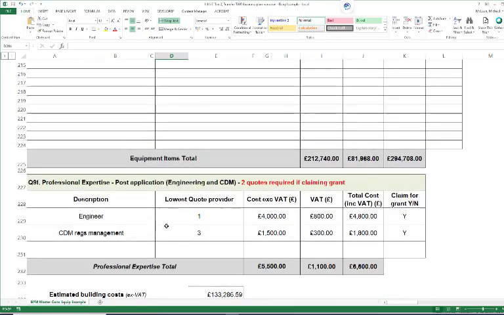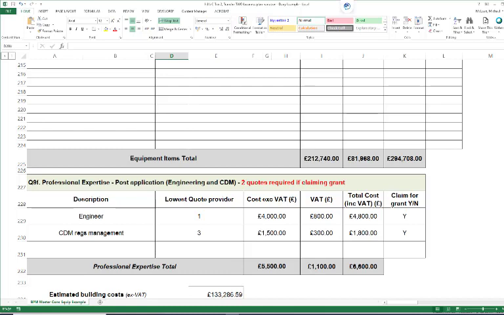Also, in addition, the costs that would be incurred for engineers, project managers, construction design management, health and safety, post-application are eligible. 2 quotations for the various services are required. The totals of the various sections are summarised, and the overall project total is given.